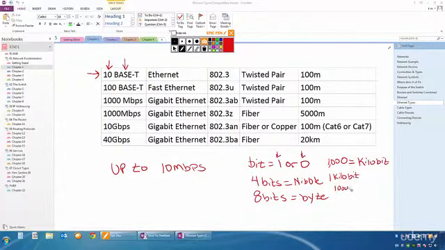Now, if I take 1,000 kilobits, that's going to equal a megabit. You're starting to see what's happening here? So if I take 1,000 megabits, and notice that the b is small, then that would equal 1 gigabit.